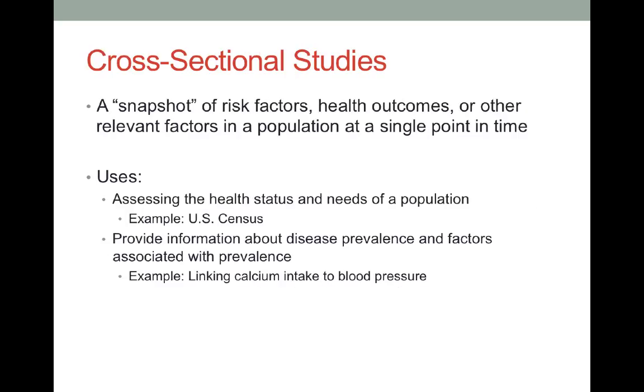Cross-sectional studies are essentially a snapshot of what's going on in a population at a single point in time. So again, we can't determine anything about cause and effect. An example of this is the US Census. The census is cross-sectional because it's completed at a single point in time every 10 years. And because it's repeated, we can examine changes over time. But again, we don't learn anything about cause and effect relationships from a single time point.